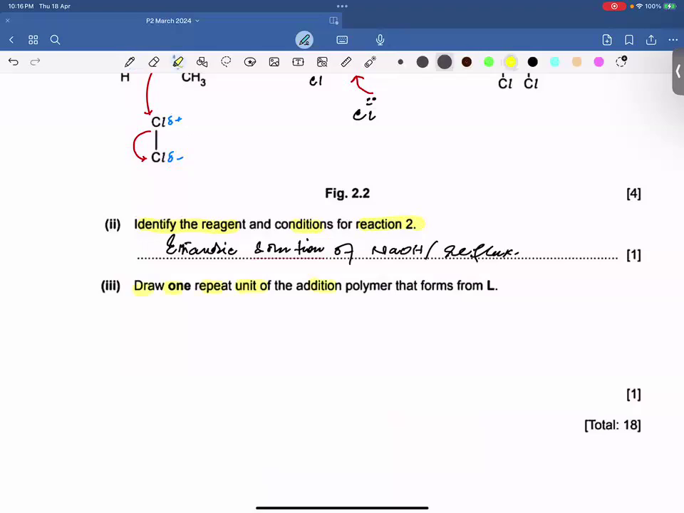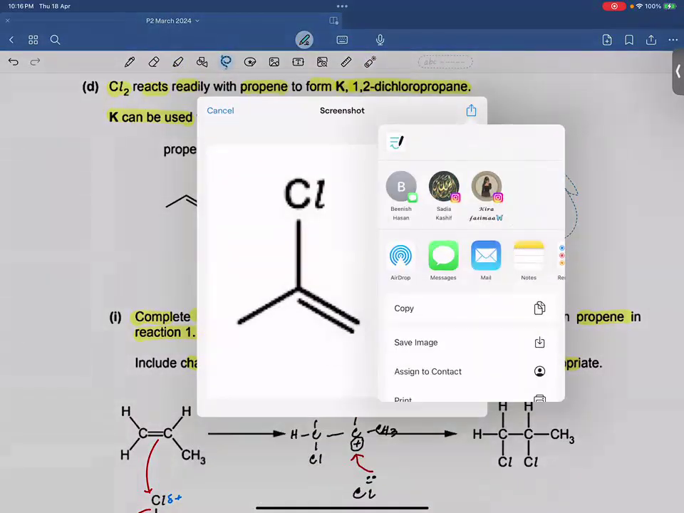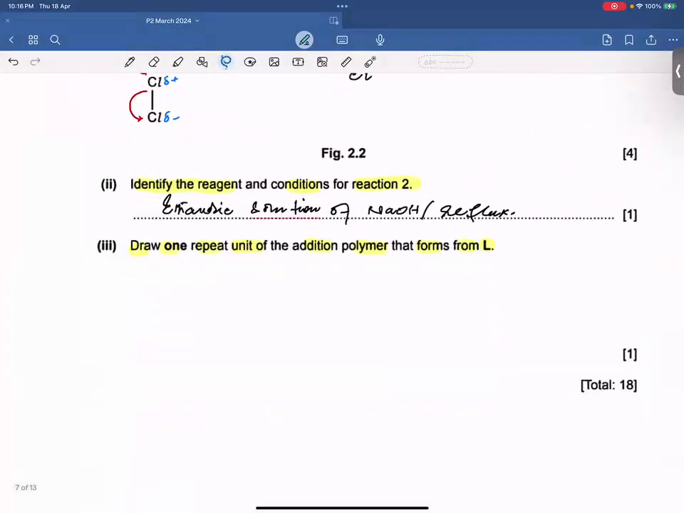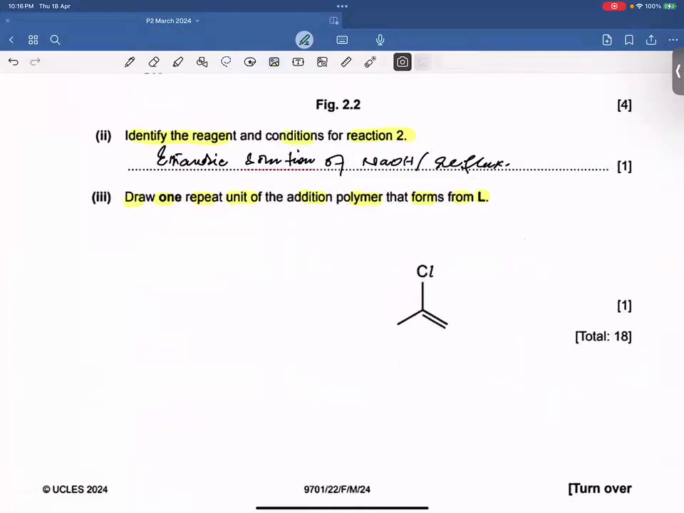Draw one repeating unit of the addition polymer formed from L. So that's your L. Let me write it again so that we can make this structure. Now this is your double bonded carbon atom. So according to my lecture, make a double bonded carbon atom like this. Now this carbon has one chlorine and one CH3. This is CH3. Make it. This is one chlorine and this carbon has one CH3.